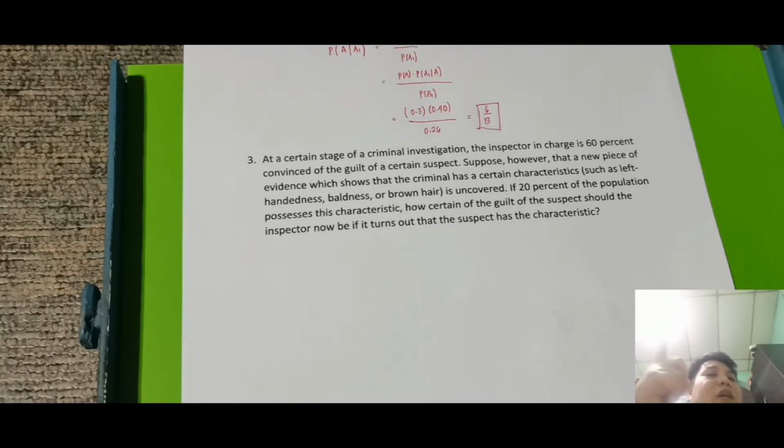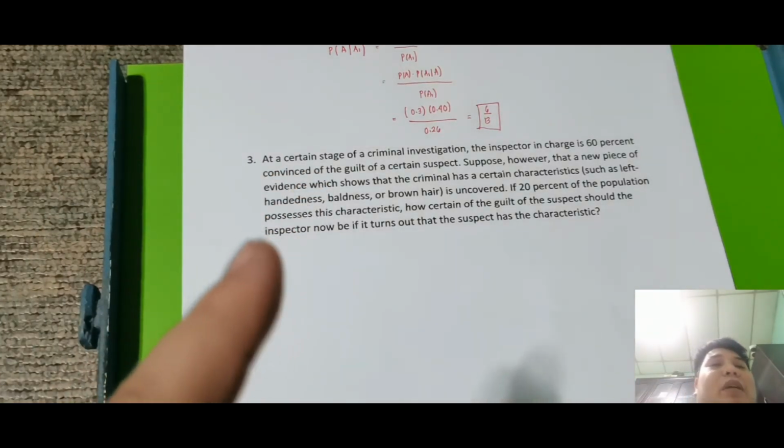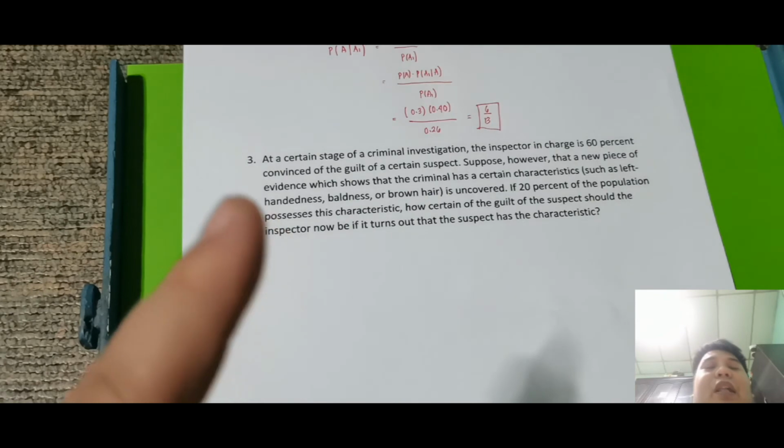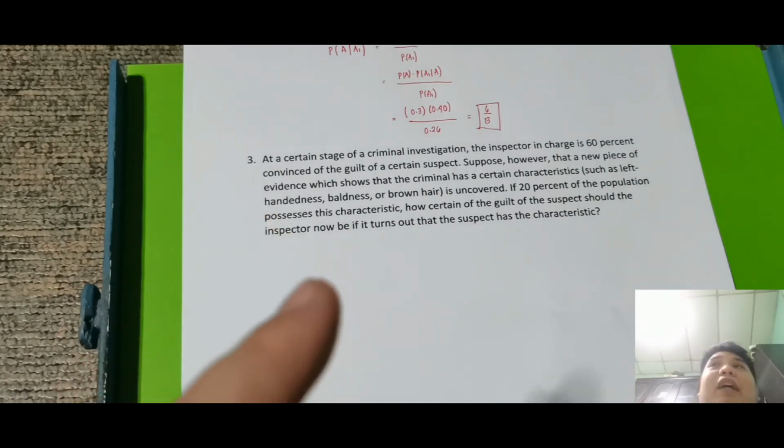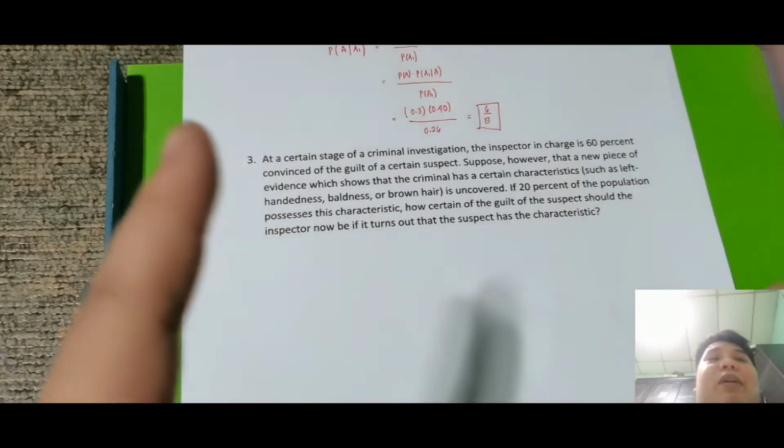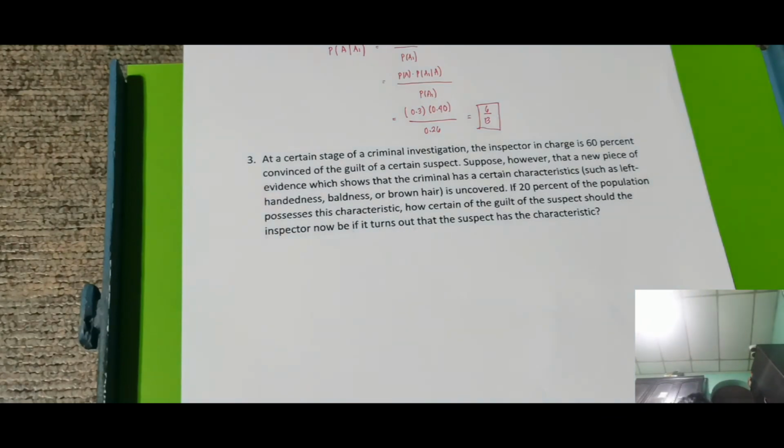How certain of the guilt of the suspect should be the inspector now if it turns out that the suspect has the characteristic? Again, how certain of the guilt of the suspect should be the inspector now? Gaano kalaking porsyento na sigurado na yung inspector o si Detective Mori na si suspect ay guilty or criminal if it turns out that the suspect has the characteristic. Ayun nga, kalbo siya tapos kaliwete. Okay, ayun yung kukomputin natin.